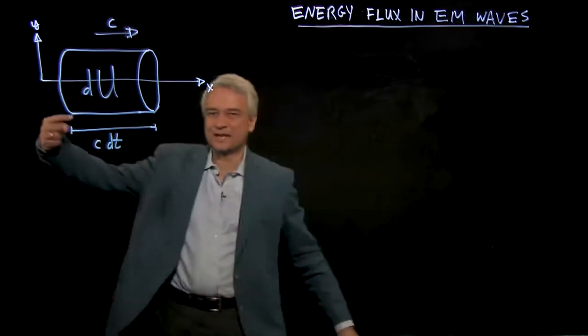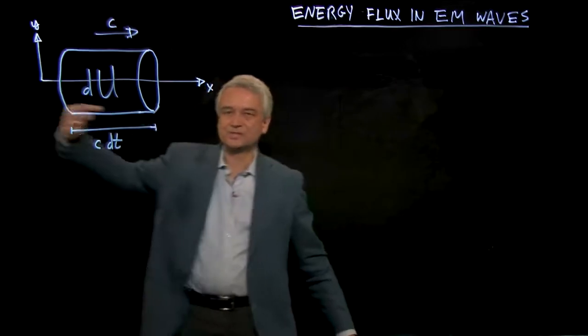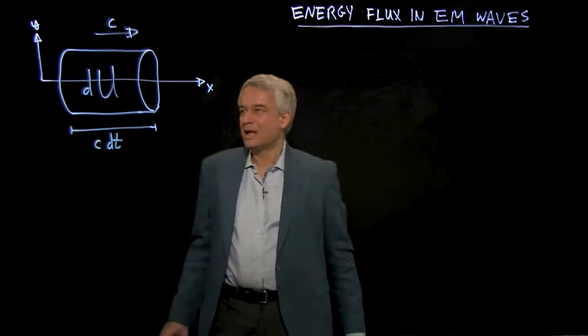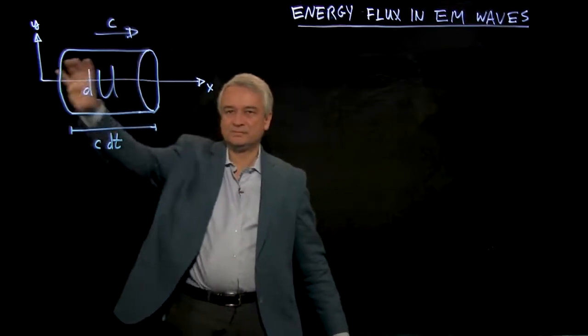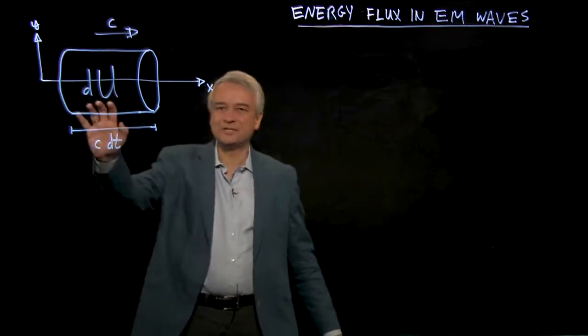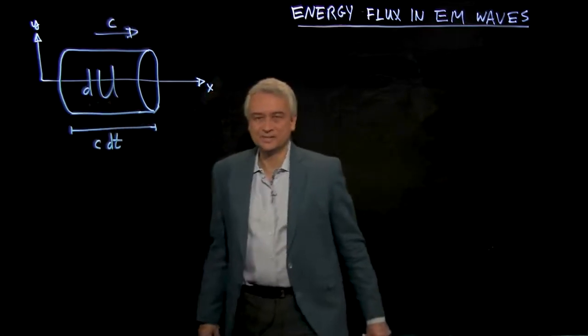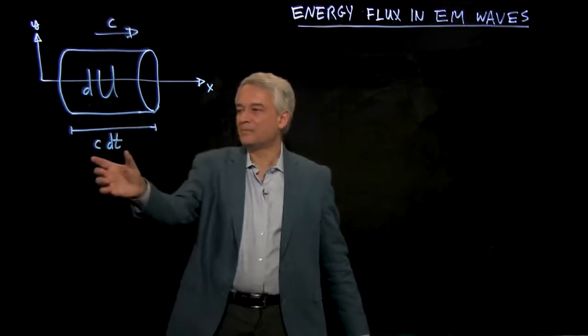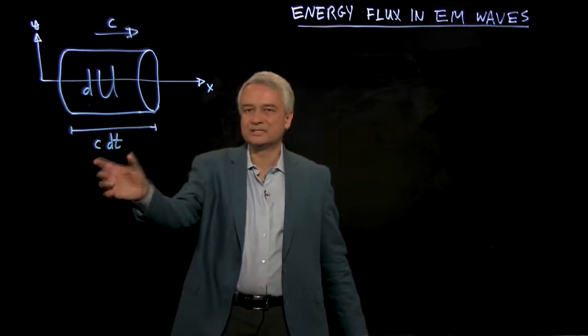So I have an electromagnetic wave traveling in this direction. It's going in the x direction, moving at the speed of light c. And I'm going to consider this cylinder. And this cylinder has some energy density, some energy in it, du. And how long is this cylinder? Well, the length of this cylinder is c times dt.